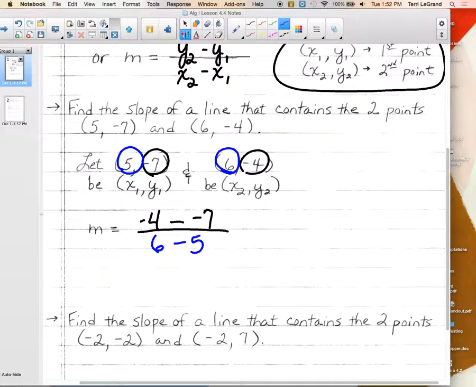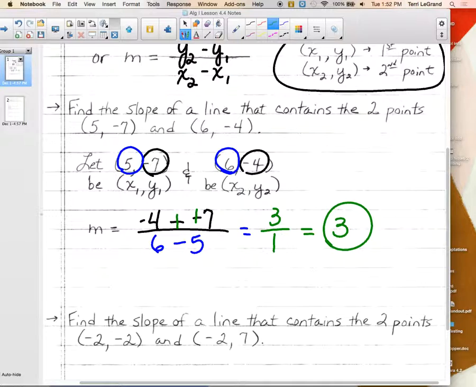So we're going to calculate this now. First of all, let's change our subtraction upstairs to add, and the opposite of -7 is +7. So we really have -4 plus 7, which is 3, and 6 take away 5, which is 1. We can simplify 3 over 1 to saying the slope of this line is +3.